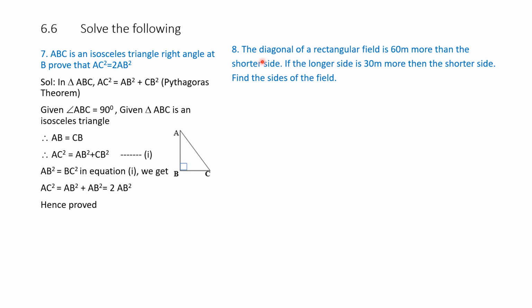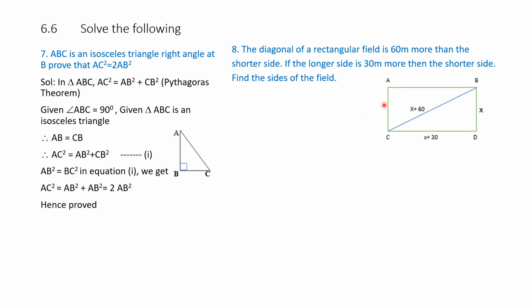Problem number 8. The diagonal of a rectangular field is 60 meters more than the shorter side. If the longer side is 30 meters more than the shorter side, find the sides of the field. Please see that here it is a rectangular field. ABCD is a rectangular field where AB is the large side, BD is a small side, and BC is a diagonal.